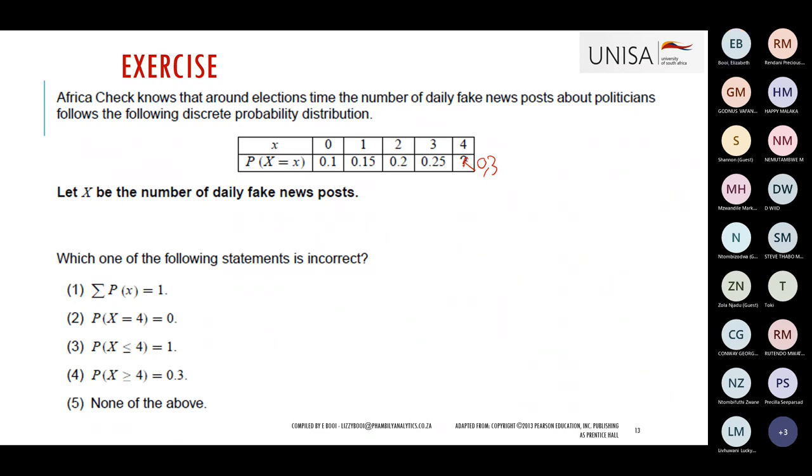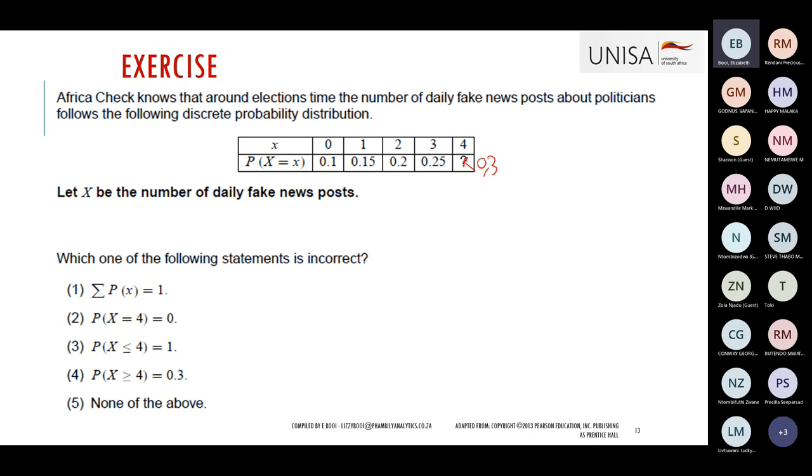So, for example, if they ask you what is the probability that X is 5, automatically that probability should be equal to zero because there is no five in this outcome. So that is an impossible event. That is an event that can never happen. All right, so let's answer this question. Let X be the number of daily fake news posts. Which one of the following statements is incorrect?